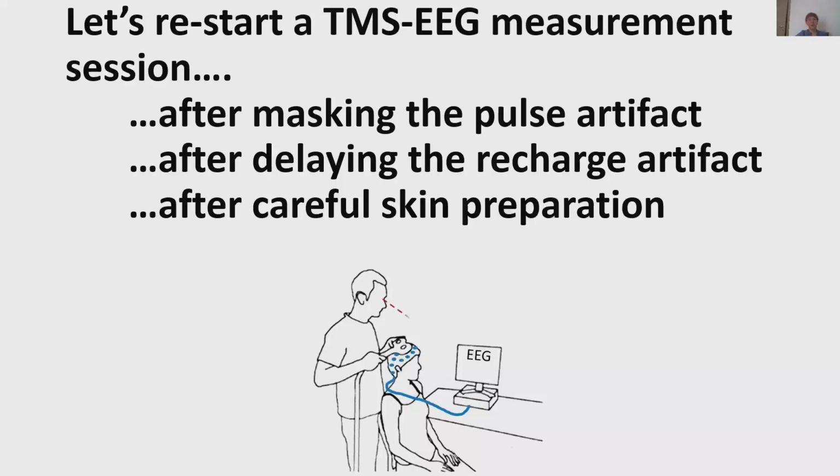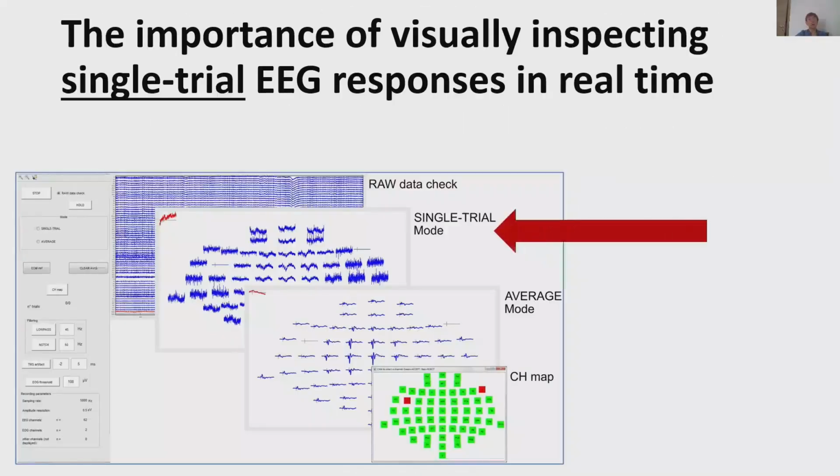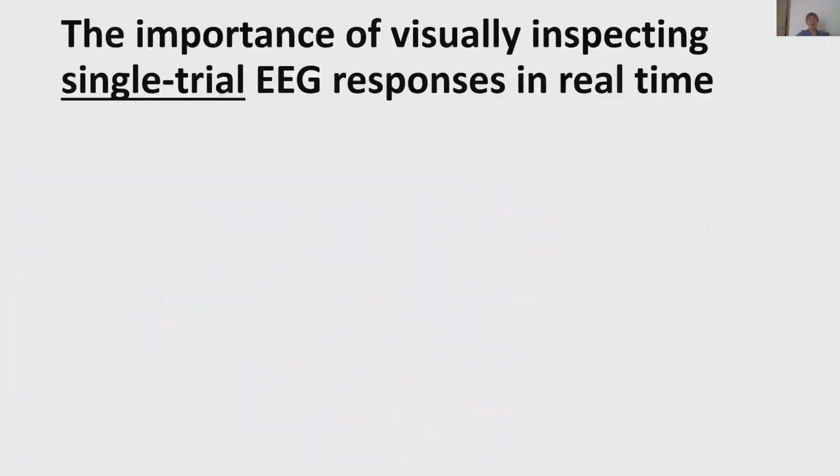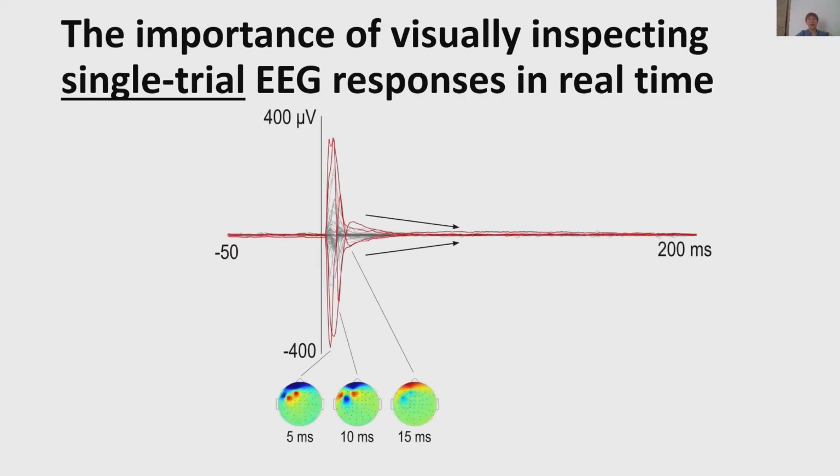At this point, it is crucial to be able to see single-trial EEG responses to TMS. Why? Because if we are blind at this stage, we may record hundreds of trials, and then, after data analysis, we may realize that data are severely corrupted by a large muscle artifact superimposed to genuine brain activity.